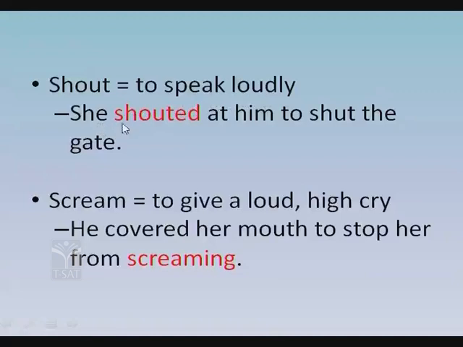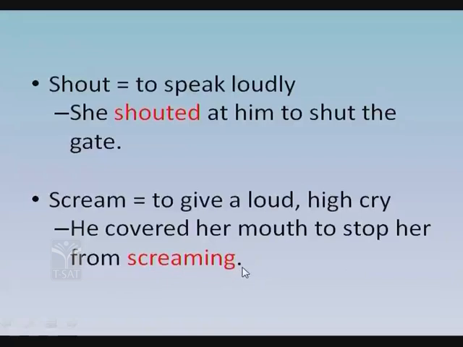He shouted at him to shut the gate. So, here it is out of anger or it must be out of instruction. Scream, to give a loud high cry. He covered her mouth to stop her from screaming. That means she was already screaming and he wants to control it. So, he covered her mouth.